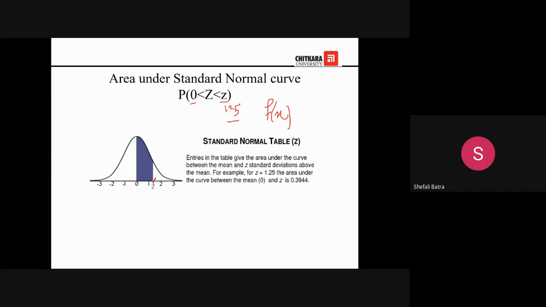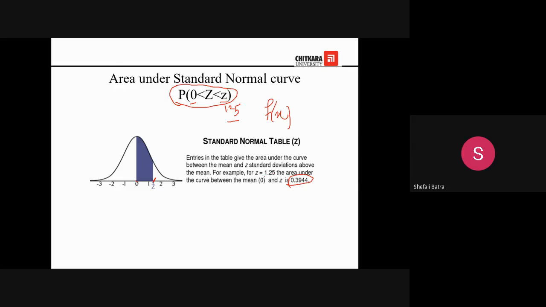So ultimately you'll be getting the area under this curve, and this f(x) is defined by the probability density function of the normal distribution. So you need to concentrate only on this. If you are finding this probability, it means you need to find the area under the curve from 0 to this point. You will get the probability value for z equal to 1.25 from the table, and that is given by 0.3944.